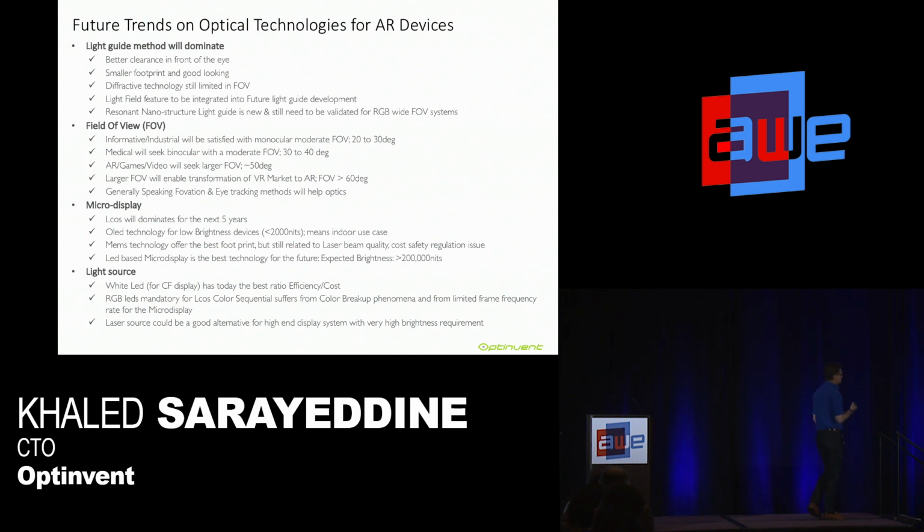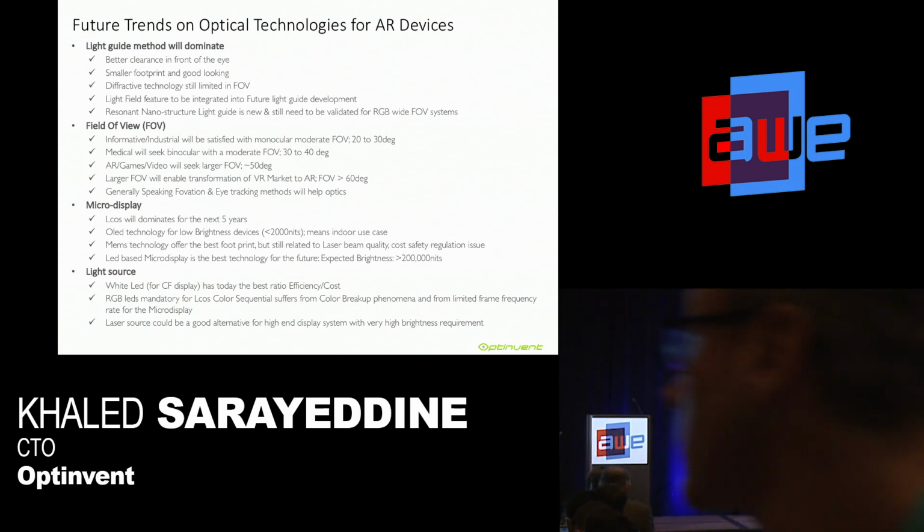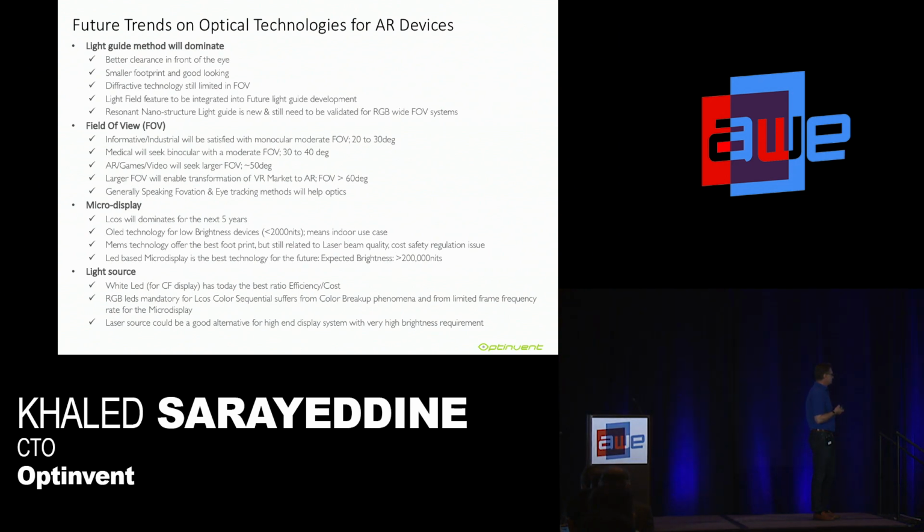For the light source today, since we are not using an emitting source, you have white LED, used by almost all the manufacturers, which has the best ratio of efficiency to cost. RGB LED is very difficult because when you are using RGB LED with sequential color, you have what we call color breakup. It means when you move your head, you see the colors break. And the bigger the field of view, the bigger this phenomenon, and you need to run the microdisplay at very, very high frequency.